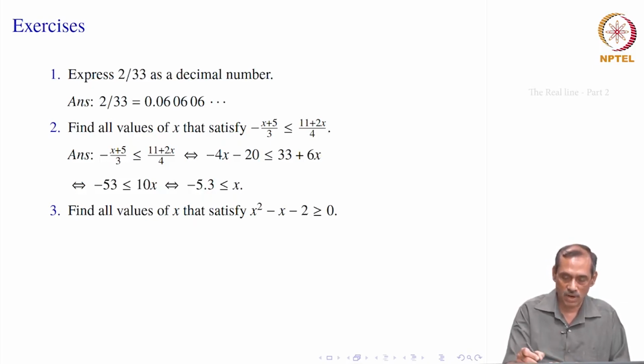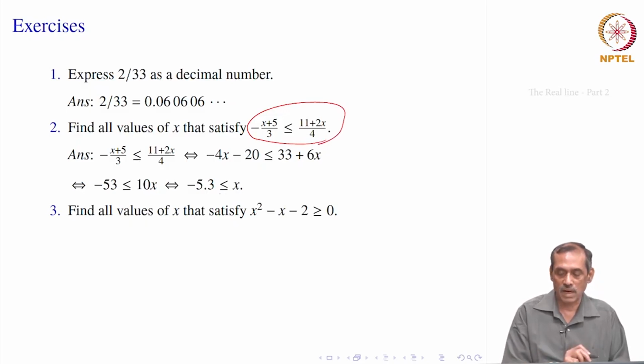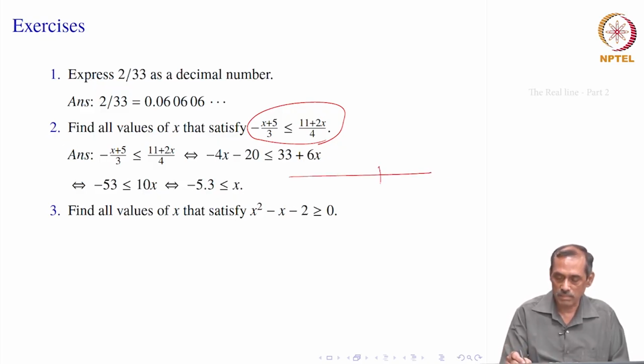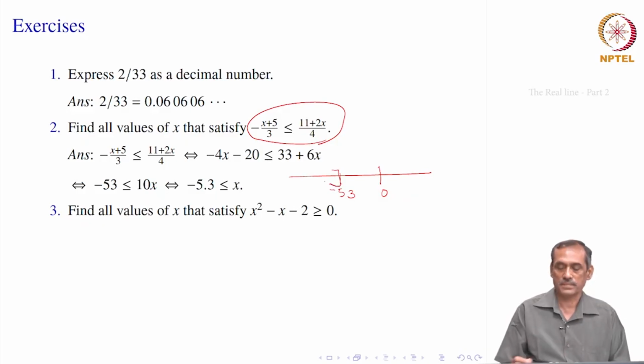So, that means the set of all real numbers satisfying the given inequality, this inequality is the same thing as this interval. What is this interval? It is the set of all numbers less than or equal to minus 5.3. So, 0, minus 5.3. So, it is the set of all numbers here. That is how it looks.